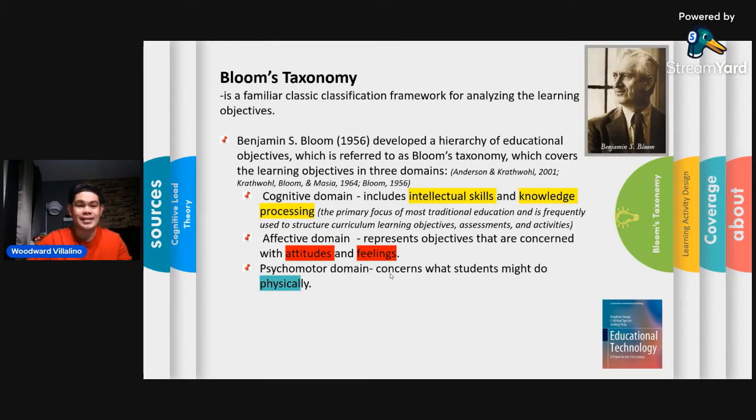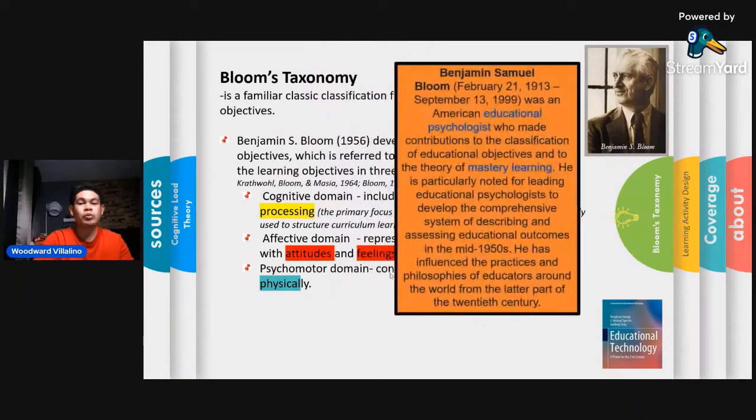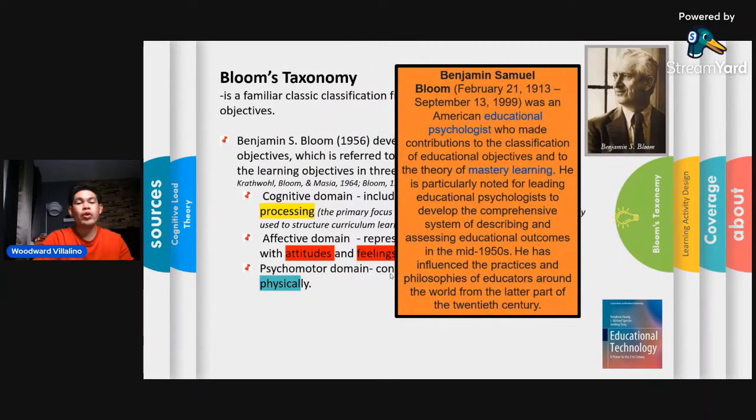It is a familiar classic classification framework for analyzing learning objectives. This is a topic which is widely used today and even before by educators, and this is because of Benjamin S. Bloom. Benjamin S. Bloom was born on February 21, 1913, and died on September 13, 1999.